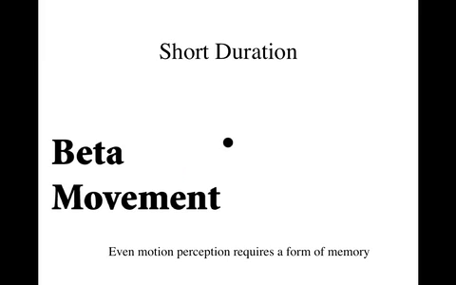But there's also short duration, and we saw beta movement, which is not going to work right here, but when a little dot is moving across the screen, this requires memory, because knowing that the dot is moving from left to right requires that at each new location, you have to have encoded that this thing had a location a moment ago that was to the left, and now it's moving from left to right. So even something as simple as motion perception requires some form of memory.